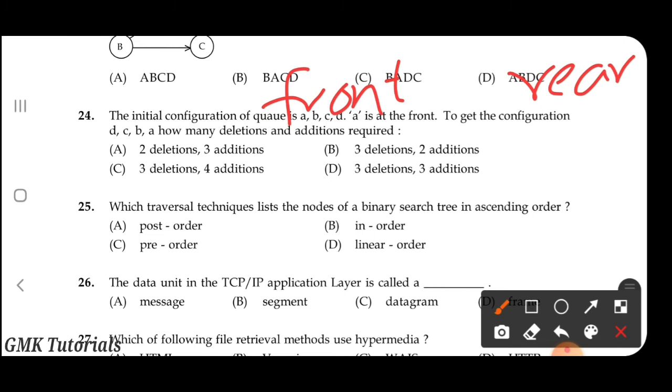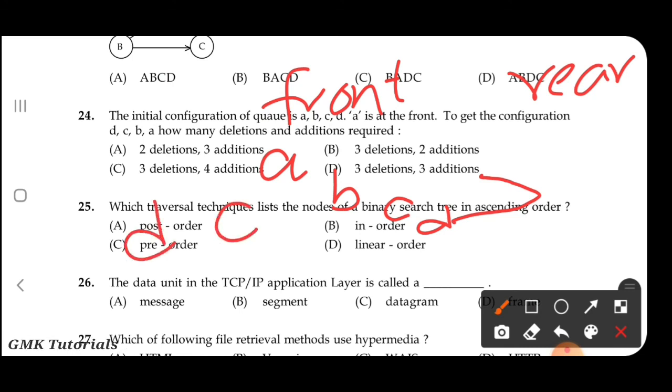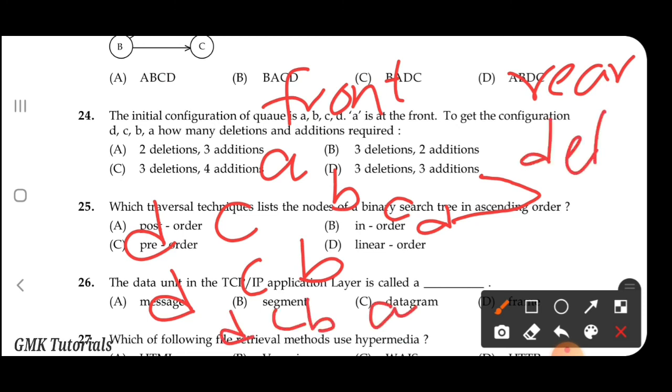So first we'll see A, B, C, D. Here they are saying A is front. So here A is front and again B, C, D. So we need 3 deletions, and DCBA: D is front, C is rear, and DCB. DC is front, B is rear, and DCB is front, A is rear. This is for deletion and this is for addition, insertion.